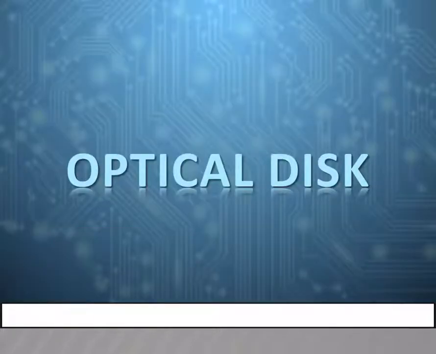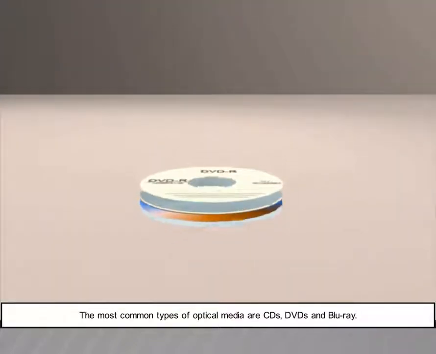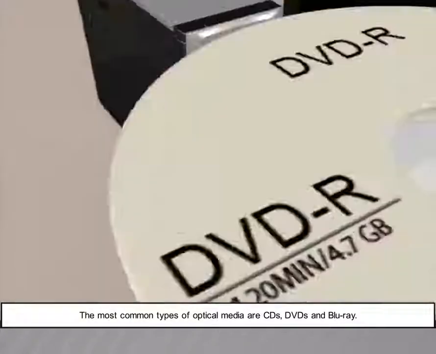Optical disk. The most common types of optical media are CDs, DVDs, and Blu-ray.